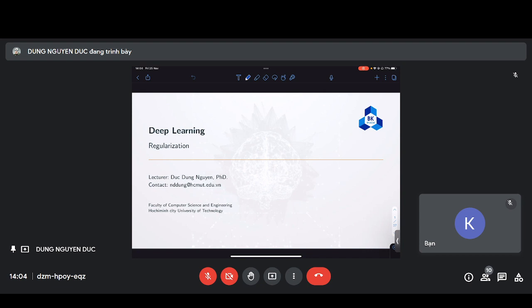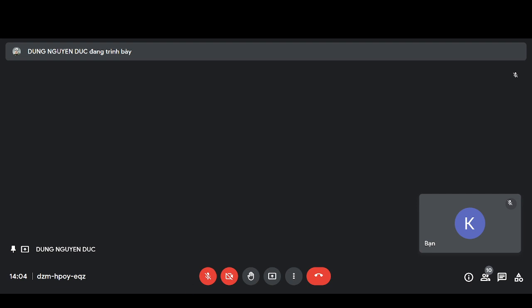And especially when you have a very limited source of data, then you have to consider how you train the network so that we can reduce the error in the testing phase, right? Okay, so that's what we are going to discuss today.